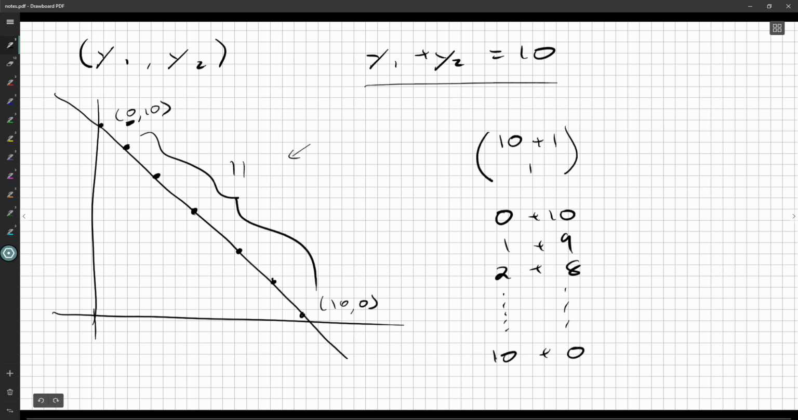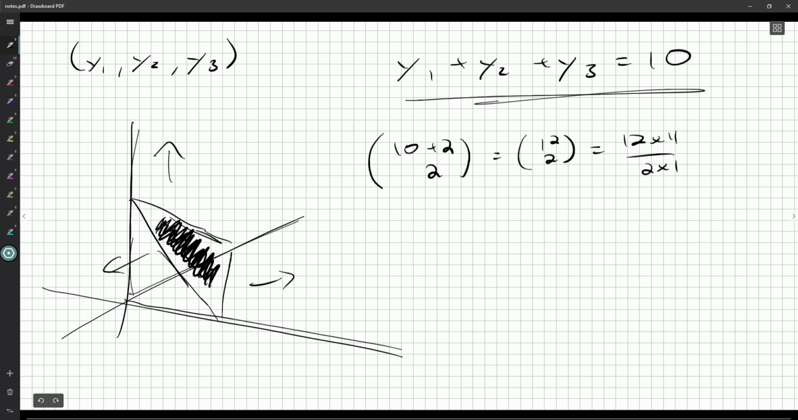And what we're doing here is we're fixing one of the y1s, we're choosing one of the y1s, and the other one is forced. Now, when it comes to 3 of them, we can choose 2 of the possibilities, and the other one is sort of forced to give us the remaining 10. Okay? So if I fix y1 to be 0, I now need 2 numbers that add up to 10. Well, we know there's 11 different ways to do that.